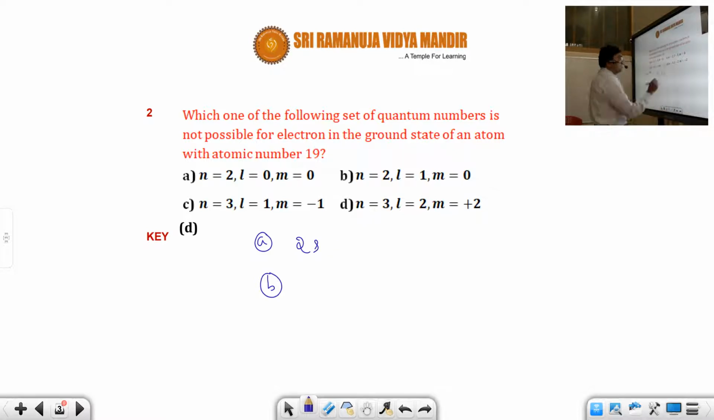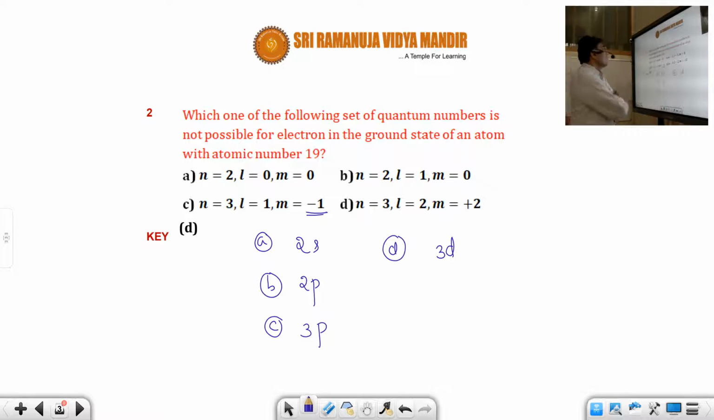Now the second one, B. n is equal to 2 and l is equal to 1, p orbital. That is also no problem. Now option C. n is equal to 3, l is equal to 1. This is a 3p orbital and the m values will be minus l to plus l. Absolutely no problem. Now D, have a look. n is equal to 3, l is equal to 2. l is equal to 2 is what orbital? D orbital. Am I right? It's a 3d orbital.